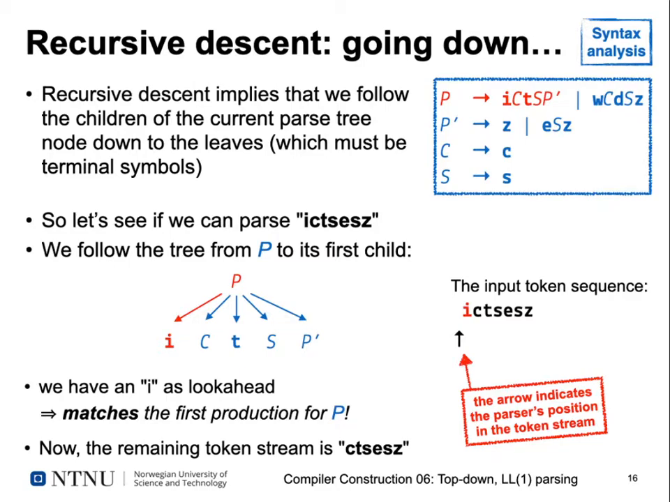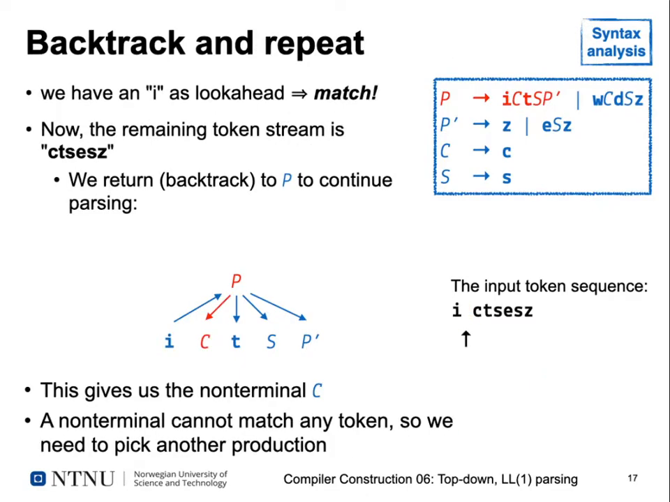We have an I as lookahead, so we know it matches our first production for P, but not our second one. So now we can cut this I off, and because we've already consumed this I, the remaining token stream is now CTSESZ. So let's continue parsing. We've read the I in our input token sequence. Our next input character is a C. So we're at a leaf in our parse tree here.